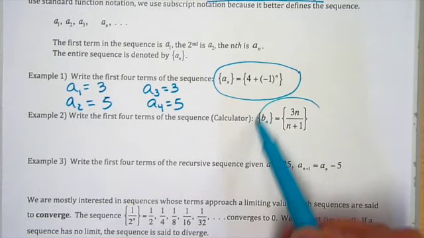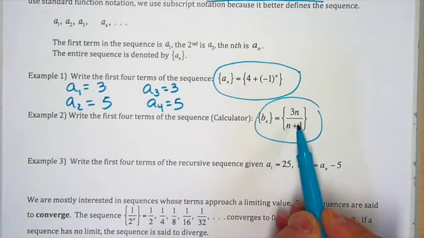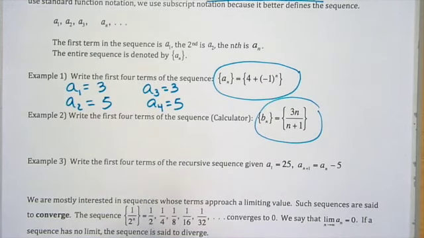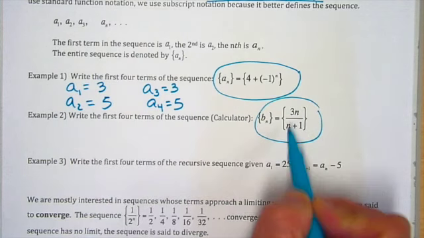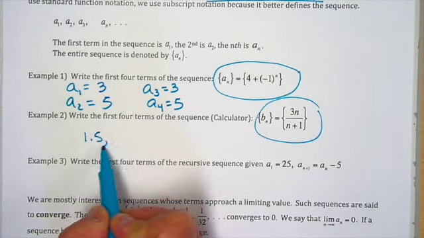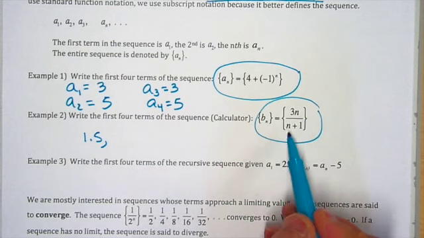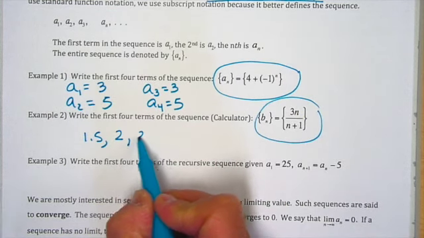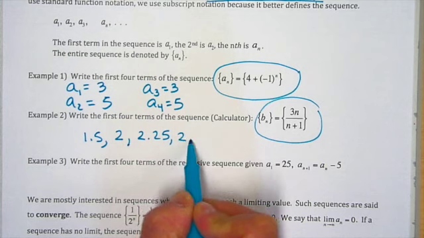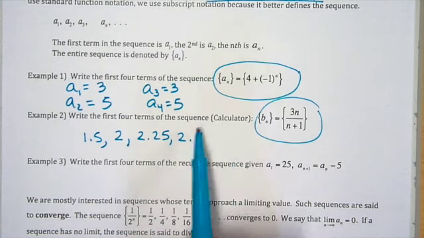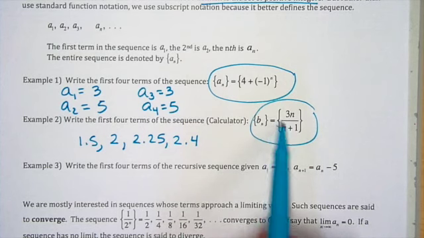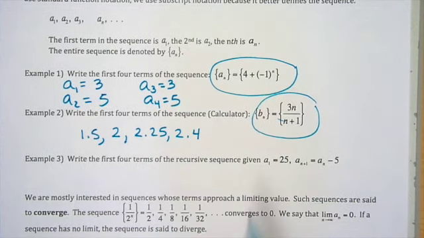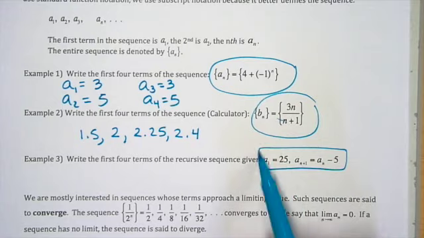Same thing, this is my general term, so if I want to come up with the first four terms, my first term would be plugging in 1 for n. In this case, you're going to get 3 halves, which is 1.5. My second term is plug in 2 for n. You're going to get 2, and so the pattern continues. So these sequences are defined explicitly, so you have an equation or an expression where you can plug in the n. There are certain sequences that are defined recursively.